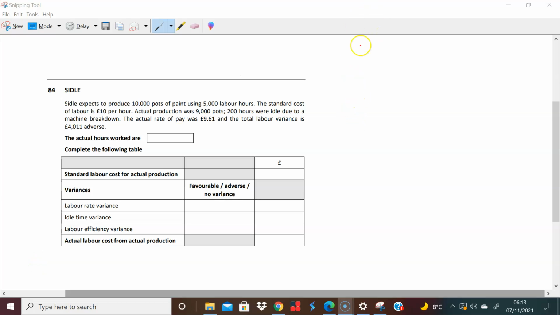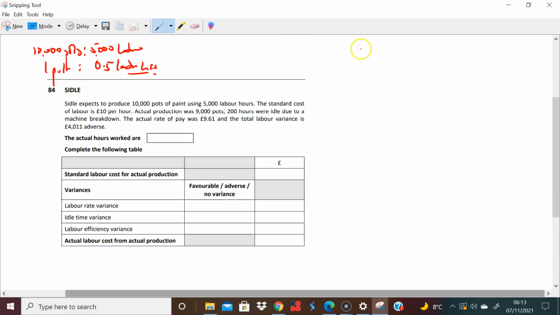Okay, let's get through Siddle because they're actually quite different. So I think it's good to have them there in the bank to practice with. Siddle expects to produce 10,000 pots using 5,000 labor hours. So that means to make one pot, you will need 0.5 labor hours. That's your first point, so you know that. And it tells you the standard cost of labor hour is £10 an hour.